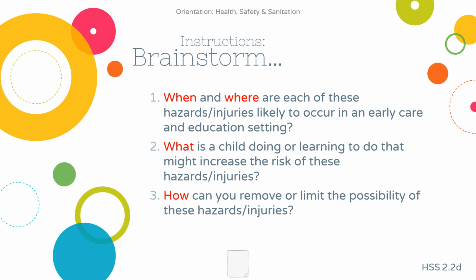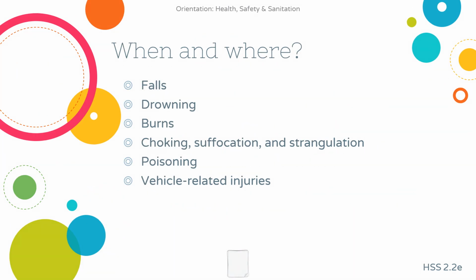So take a moment now. Think through these 3 questions. When and where do risks show up in your day? What are your children doing that might increase those risks? And how can you adjust the environment or your response? Because when you start to see patterns, you can start to prevent problems before they happen. Let's take a few minutes to brainstorm together. This is the part where we start connecting the dots, turning theory into practice.